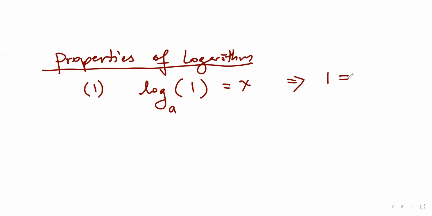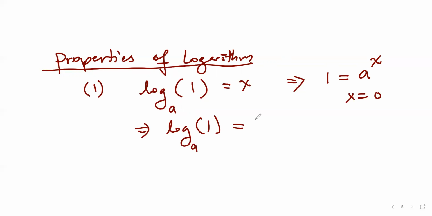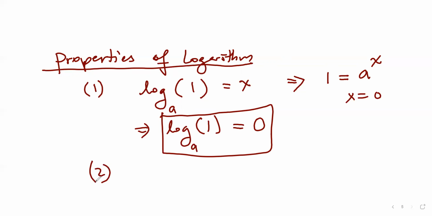Input, which is 1, equals base to the output. So a to the power x equals 1. So a to what power is 1? 0 power, right? A to the 0 power is 1. Therefore x equals 0. So this means log with the base a and input 1 will always be 0. As long as the input is 1, it's always 0. So you see, I can just convert it to an exponential to find the answer.